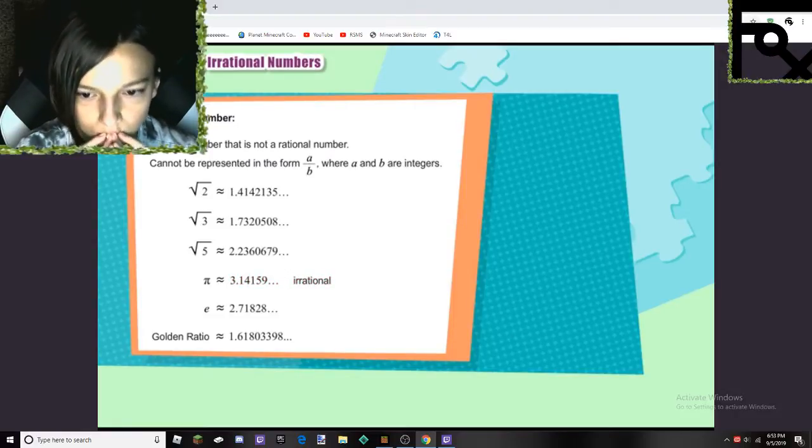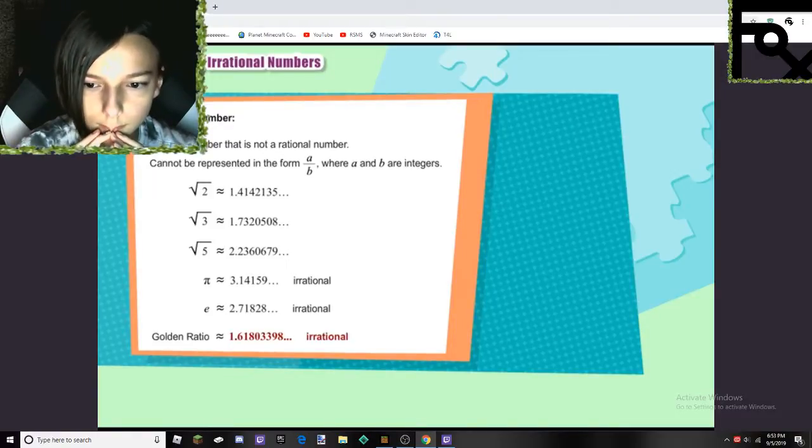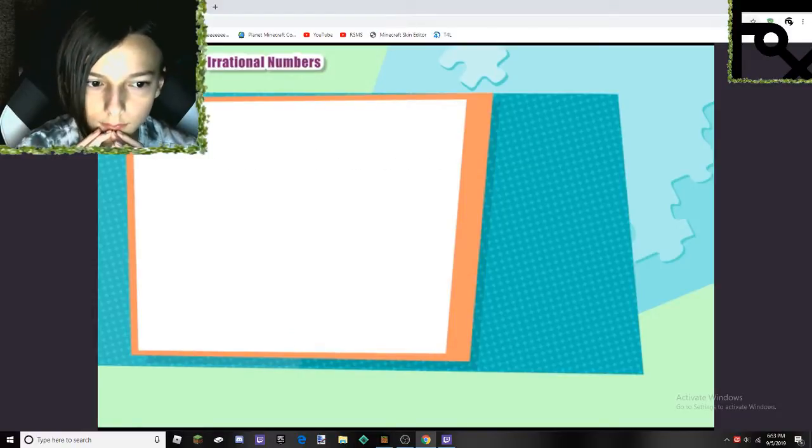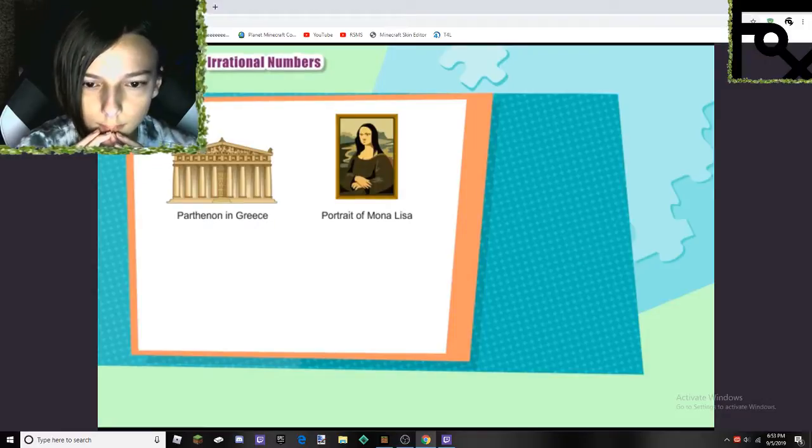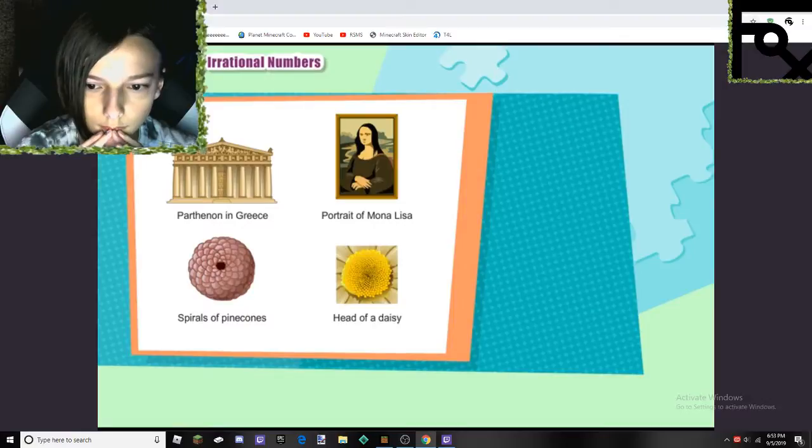Another irrational number often used in mathematics and science is the Euler number, written as e. Its value is approximately 2.71828, and on. The golden ratio, which is approximately 1.61803, and on, is also an example of an irrational number. The golden ratio can be found in man-made works, such as the Parthenon in Greece and the portrait of Mona Lisa, as well as in nature in the spirals of pine cones and in the head of a daisy.